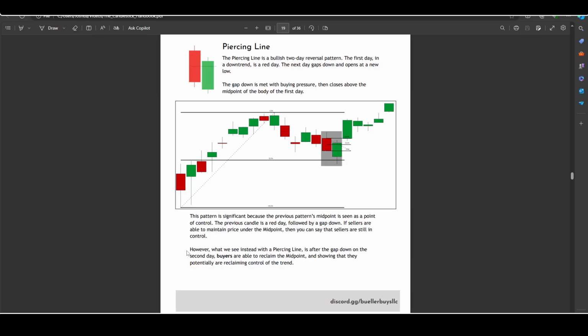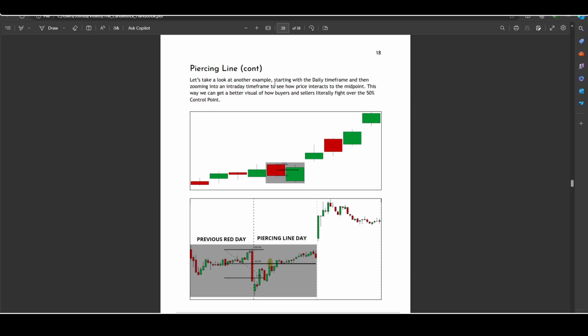This pattern is significant because the previous pattern's midpoint is seen as a point of control. Like again, I should have just waited. I should have just read that. The previous candle is a red day followed by a gap down. If sellers are able to maintain price under the midpoint, then you can say that the sellers are still in control. However, what we see instead with the piercing line is after the gap down on the second day, buyers are able to reclaim the midpoint, showing that they are potentially reclaiming control of the trend.